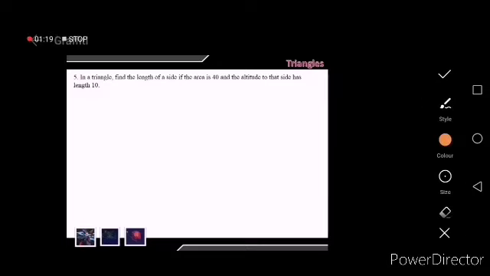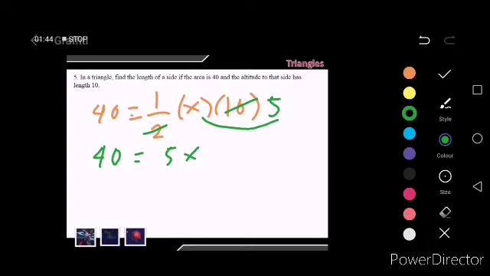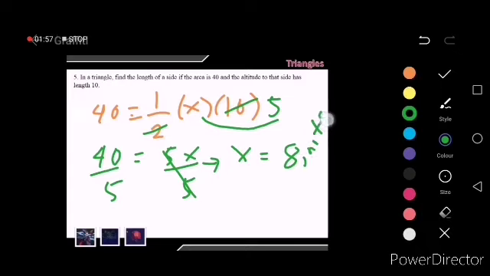The area is equal to 40. 1/2, the base is x and the height is 10. And we can now solve for the value of x. We just need to divide 10 by 2, which is equal to 5. So we'll have 40 equals 5x because 5 times x is 5x. Dividing both sides by 5, x now is equal to what? Yes, x is equal to 8 units. So you just need to write 8 units.